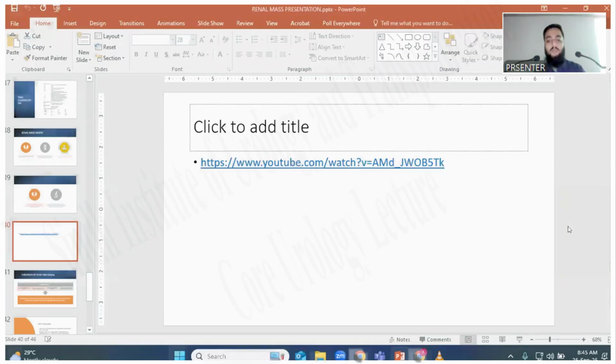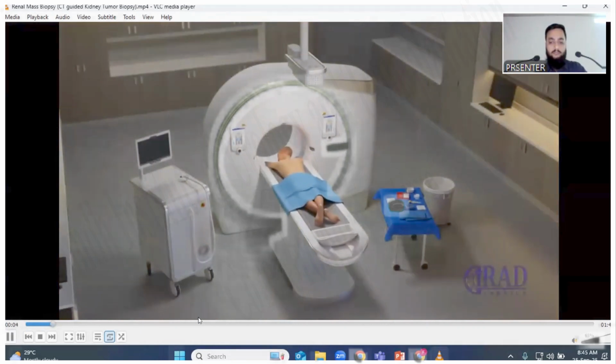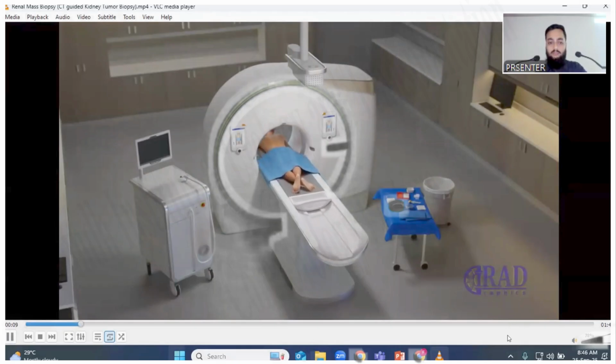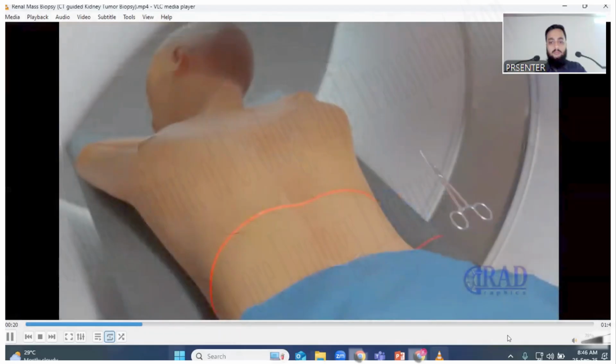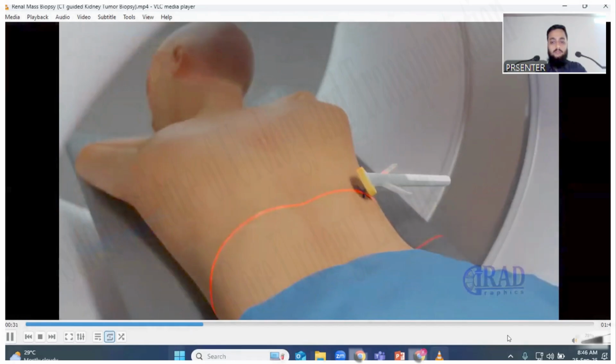So now we will watch the video of CT guided biopsy of the renal mass. The lesion biopsy is performed under image guidance, commonly CT or ultrasound guidance. It is often performed on an outpatient basis. The patient lies on the procedure table. The initial CT images are obtained. The location of the lesion in the kidney is determined. The biopsy device cannula entry site is marked on the skin. Then, the access site is sterilized.